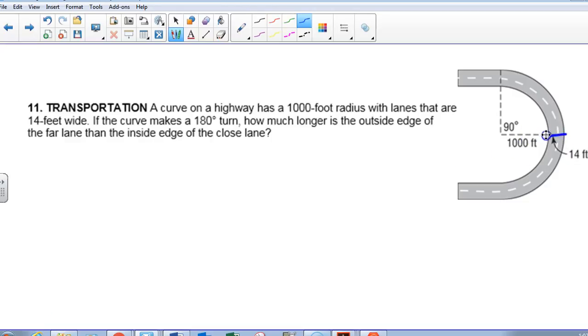All right, so, okay, then I didn't read very closely earlier today, but it says how much longer is the outside edge of the far lane. So this arc way out here, okay, that's an arc length, right? This arc out here, we'll call that number 1. How much longer is that than the very inside here? Oh my goodness, if I could draw. That we'll call the second arc. Now, how do you find arc length?